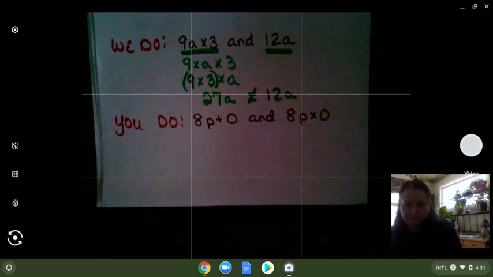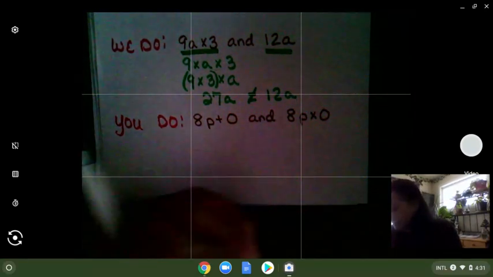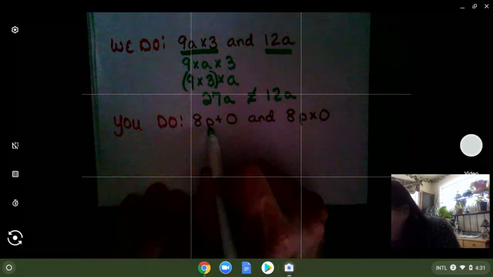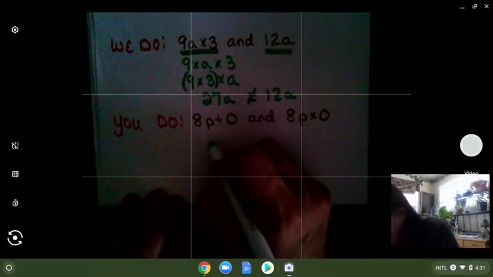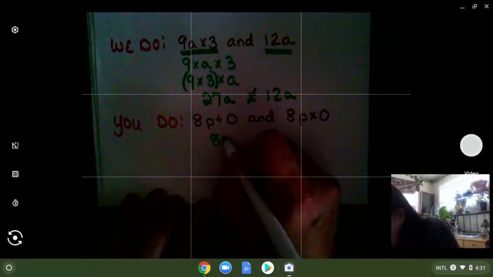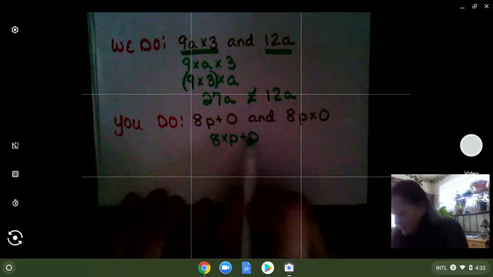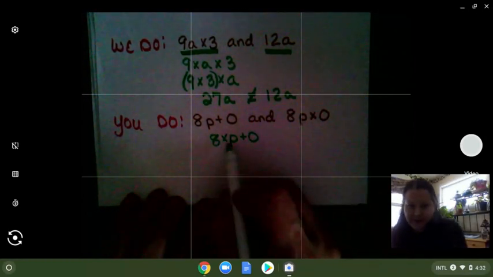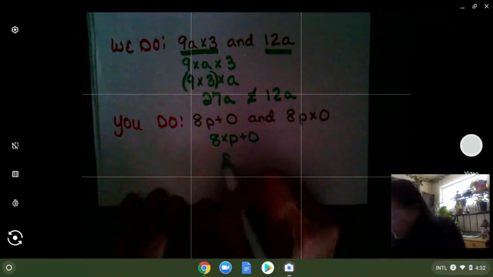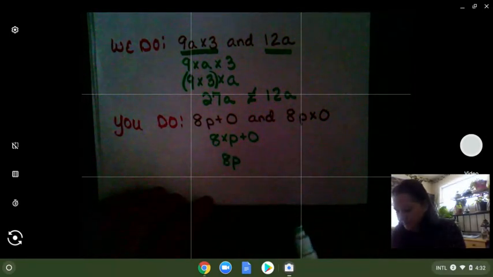Okay. Now, this one is going to be looking at the identity property. In this one, 8p plus 0, if we use the identity property, 8 times p plus 0, the plus 0 just goes away. It keeps the same identity. So this 8p just stays the same.